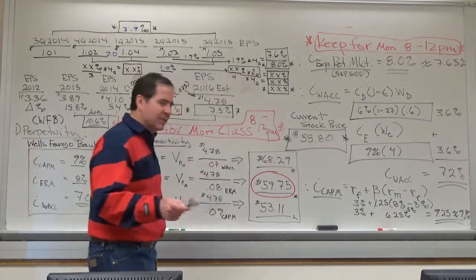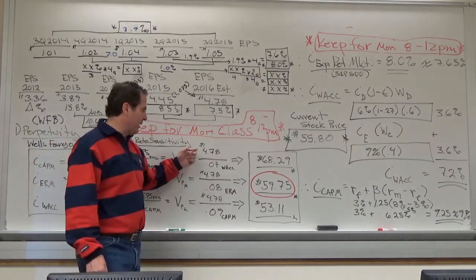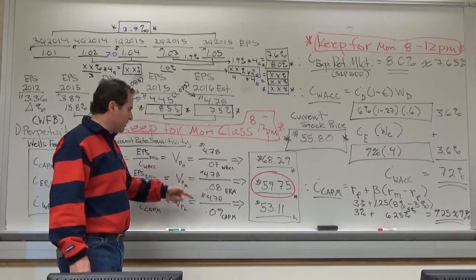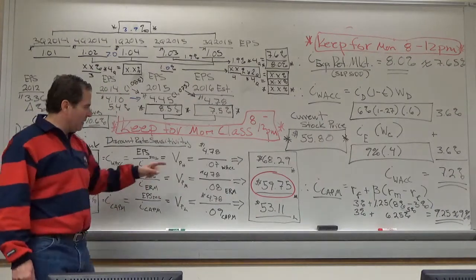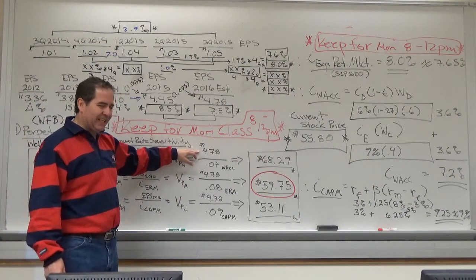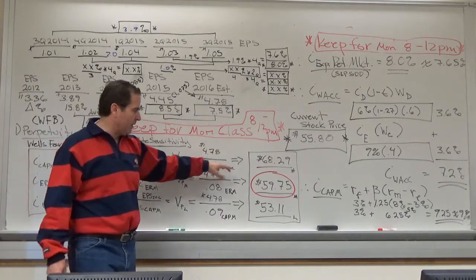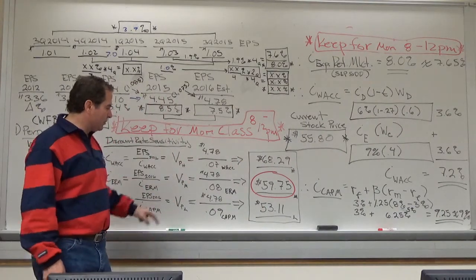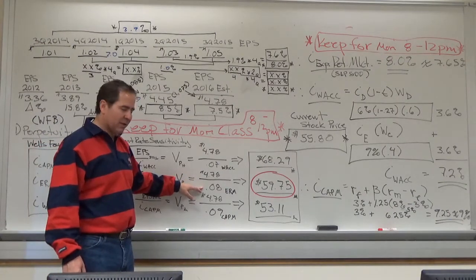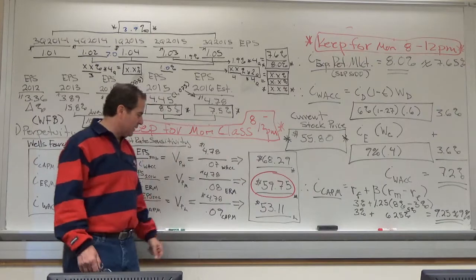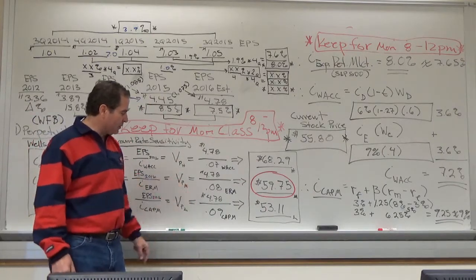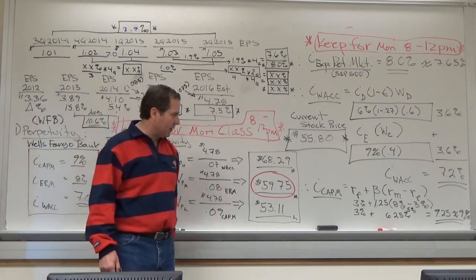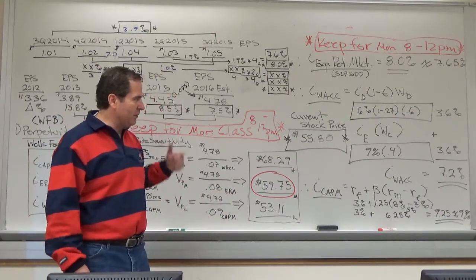So now that we have the discount rates, we can divide the expected earnings per share by them for the different sensitivities. So the first thing I did was I divided the 2016 earnings per share by the weighted average cost of capital, which gave me a value of $68.29. I divided the expected earnings per share for 2016 by the expected return on the market of 8% and got $59.75. And then I divided the earnings per share estimate for 2016 by the 9% from the capital asset pricing model, and I got $53.11. Now that we got the perpetuity, we can do the Gordon growth.